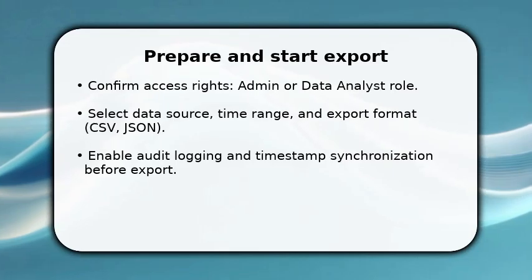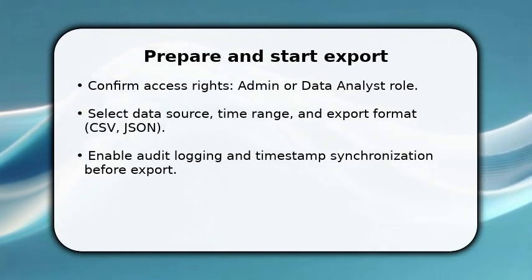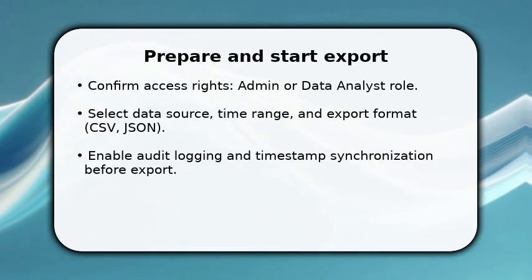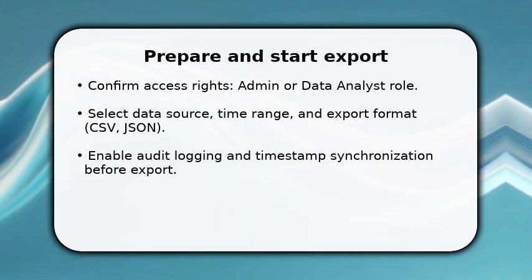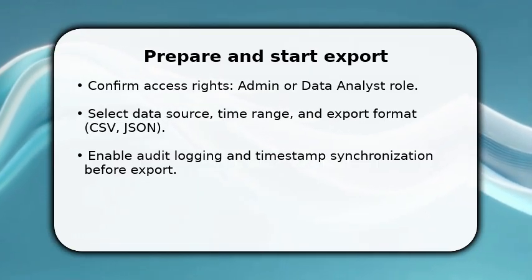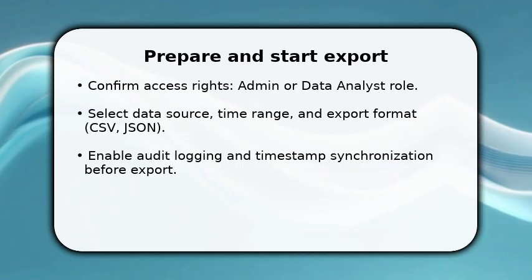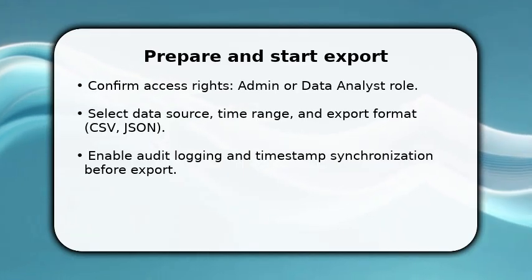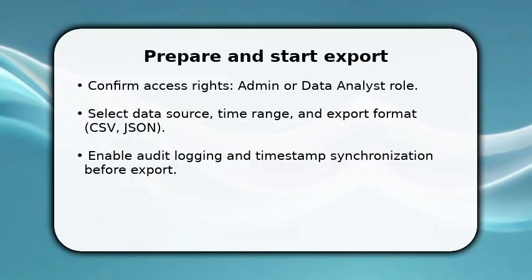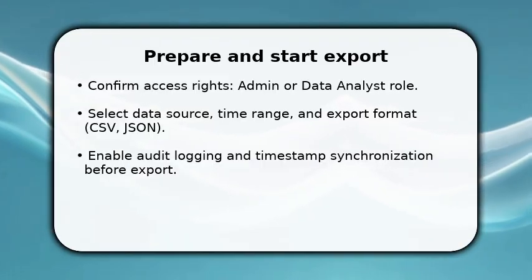You begin by confirming you have admin or data analyst access, so the system will show data flow options. Open the Data Flows console, choose the relevant source, set the precise time range, and pick CSV or JSON depending on analysis needs. Once done, enable audit logging and verify timestamps are synchronized so records align across systems. This prevents missing events and eases correlation.